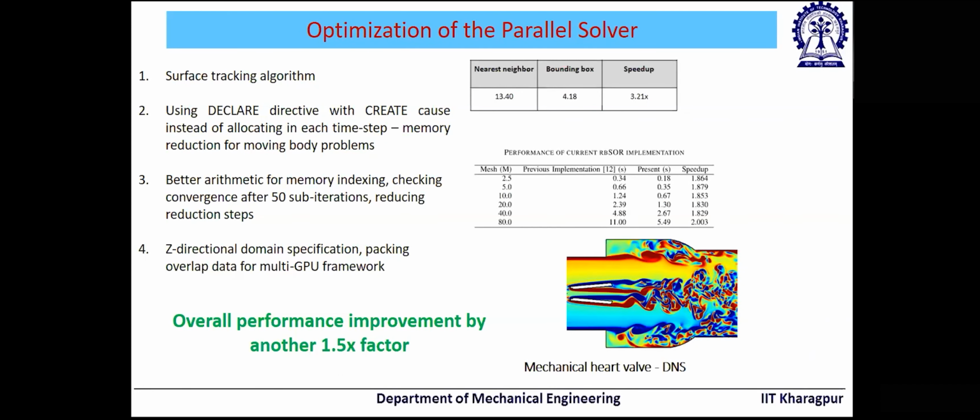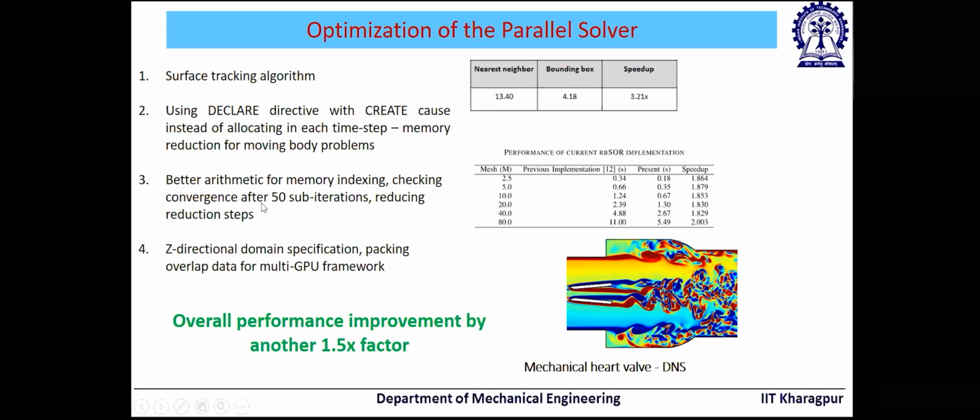Now we tried to further optimize it, and used a different surface tracking algorithm which gives 3 times speed up. Instead of allocating and destroying the memories, we are using the declare directive with the create clause, especially for the moving boundary problem, so trying to use a fixed width allocation for some of the memory variables with certain padding, which is giving better performance.